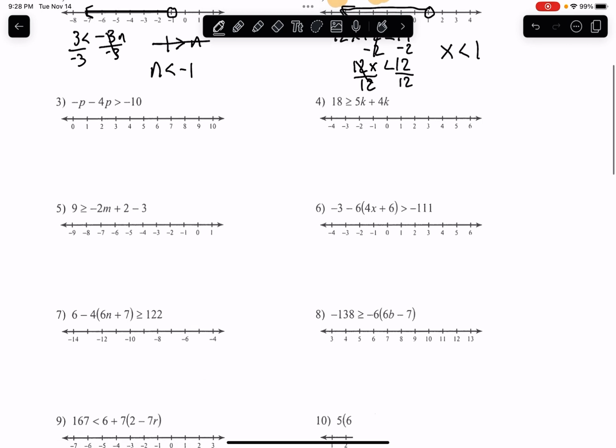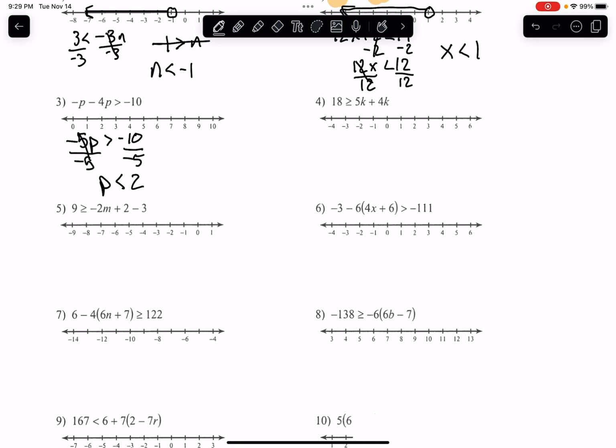All right, number 3, we got a negative p and a negative 4p. So negative p minus 4p is negative 5p. And that is greater than negative 10. Divide by negative 5, divide by negative 5. So p is, and we want to flip our symbol because we divided by a negative. Negative 10 divided by negative 5 is 2. P is less than 2.